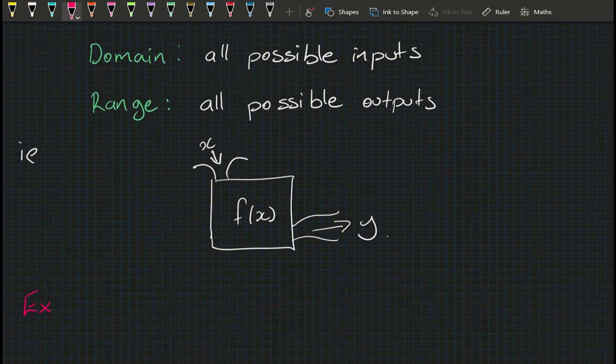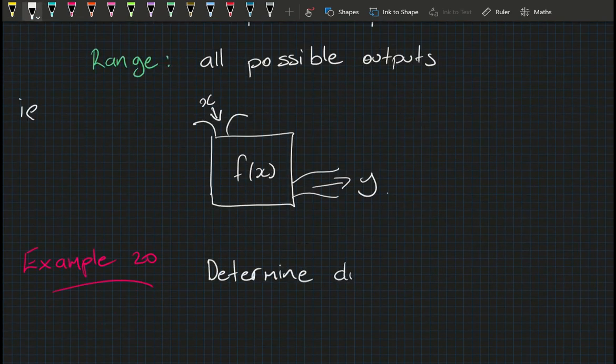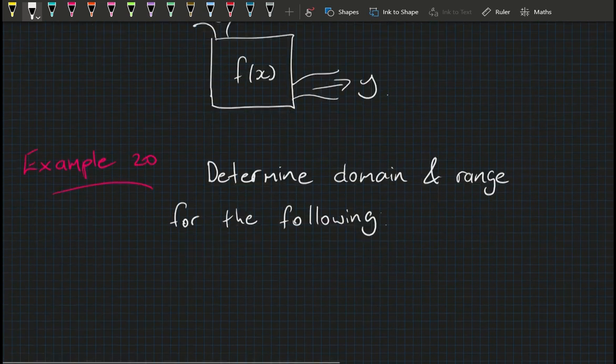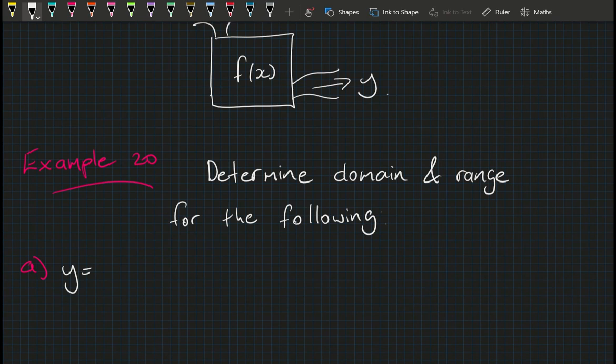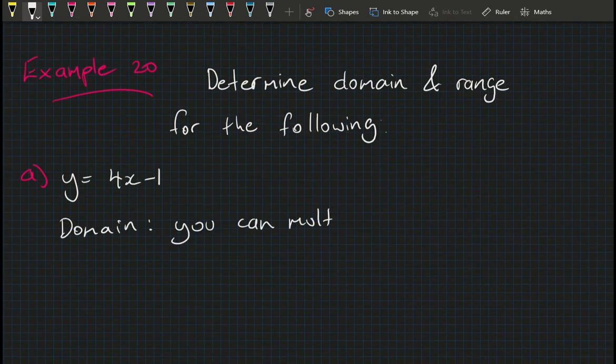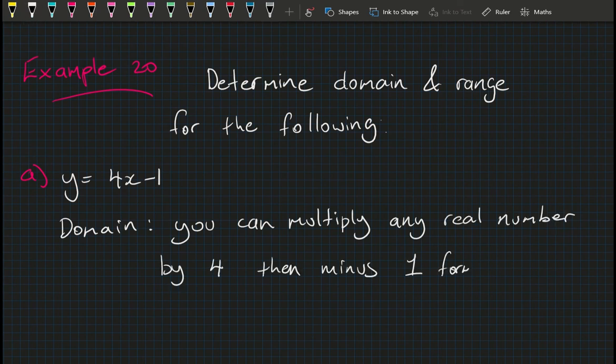Alright, let's move on to example 20, where we're going to determine the range and the domain for the following functions. Part A, we've got y equals 4x minus 1. For this function, when we're considering the domain, you're able to multiply any real number by 4 and then subtract 1 from it.